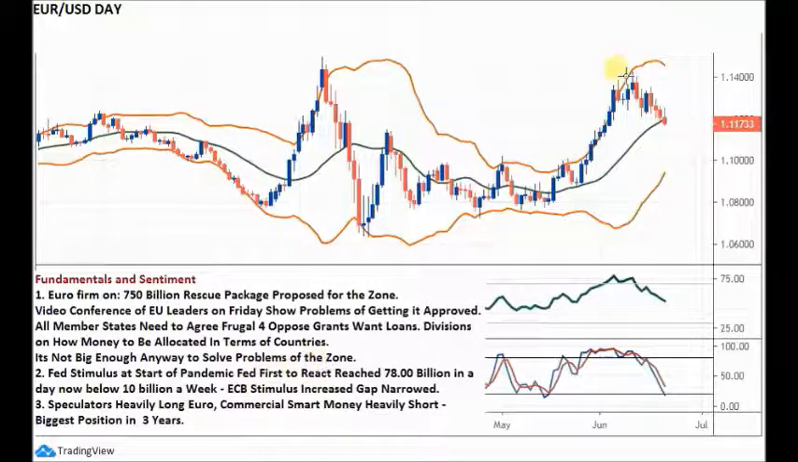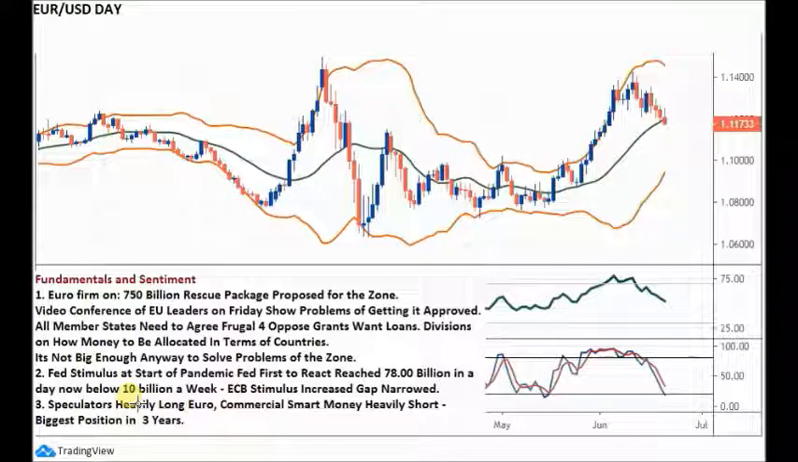So you're seeing, obviously the optimism has peaked in our view, and you're seeing the euro come off. Now, another reason the euro got some traction to the upside was Fed stimulus. If we look back at the start of the pandemic, the Fed was the first to react, really, and just printed huge amounts of money. They reached a level of 78 billion in a day. They've now kind of wound down that stimulus. It's about 10 billion a week at the moment. On the other side, the ECB are upping their stimulus, so the gap has narrowed.